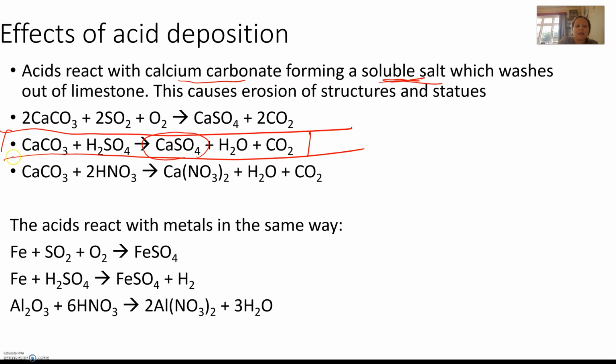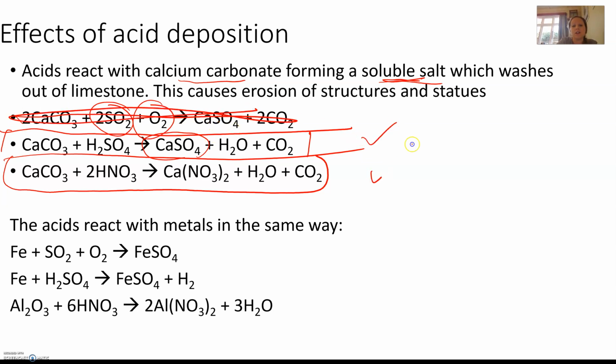And you can see here the calcium carbonate, it'll react the same with nitric acid, another strong acid, to do the same. This top reaction here, this is kind of like a two-step way of doing this, because if you remember before, it's just a little bit more complicated. This is them reacting sulfur dioxide and oxygen to do the same. I probably wouldn't worry about this top equation. I'll just focus on these two because you actually know them. You've done them since year 9. It's just a new application.